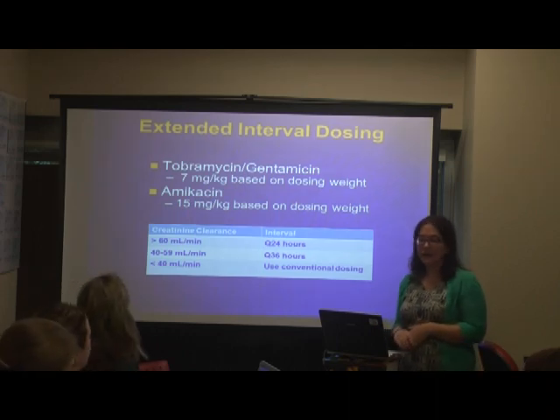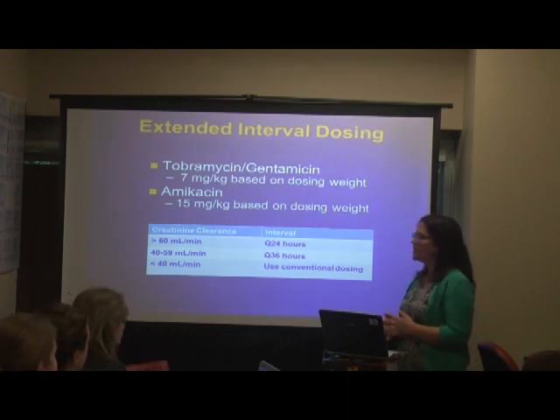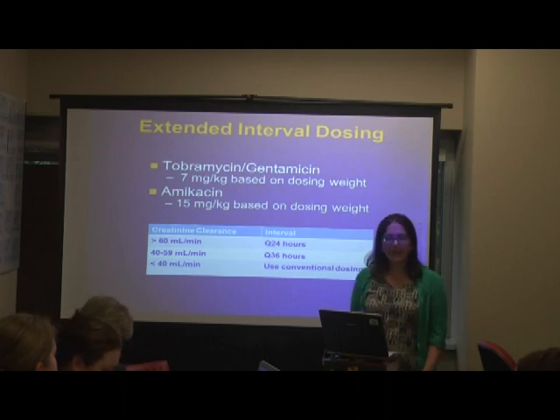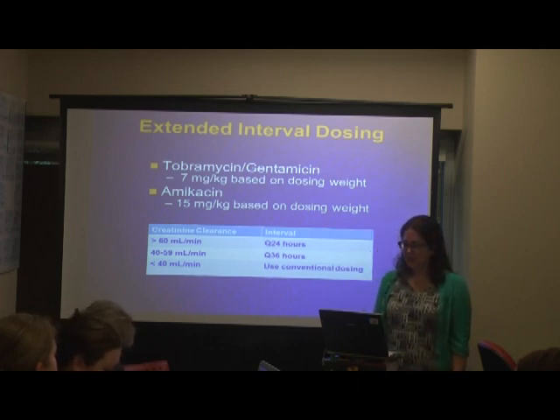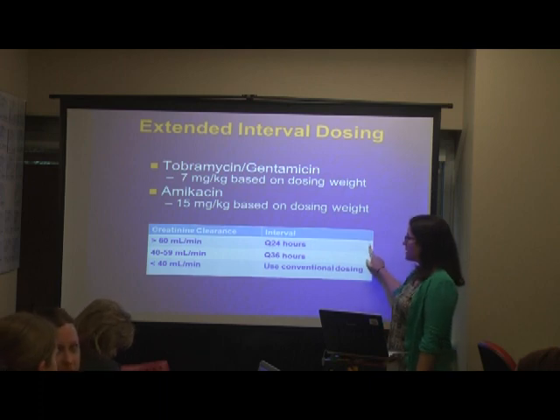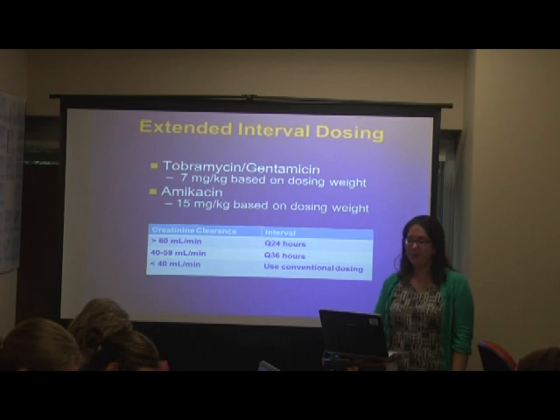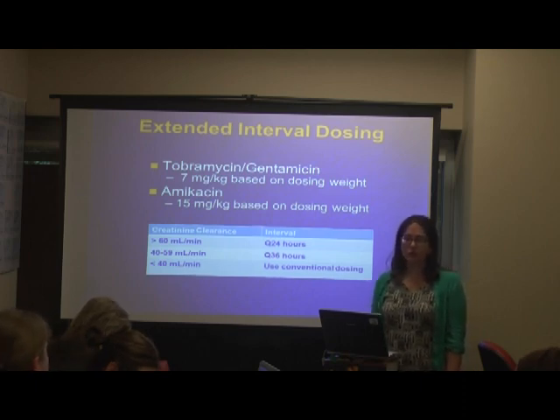So let's move to extended interval dosing. For tobramycin and gentamicin, it's going to be 7.5 mg per kg based on our dosing weight, and then amikacin, 15 mg per kg based on our dosing weight. And then our interval is going to be based on creatinine clearance: greater than 60, once daily; 40 to 59, every 36 hours; and if they have a creatinine clearance less than 40, we're going to use conventional dosing.